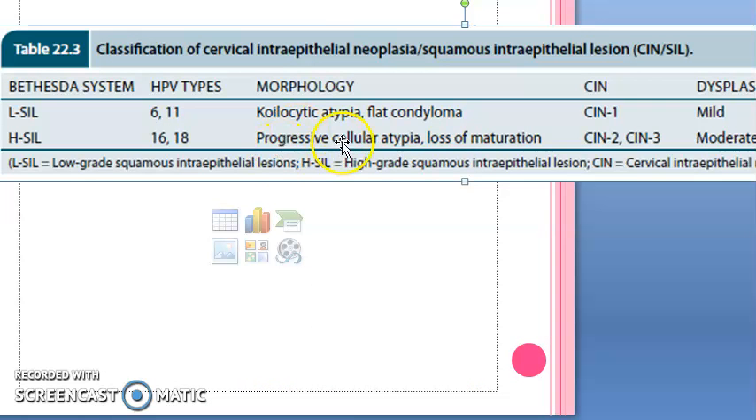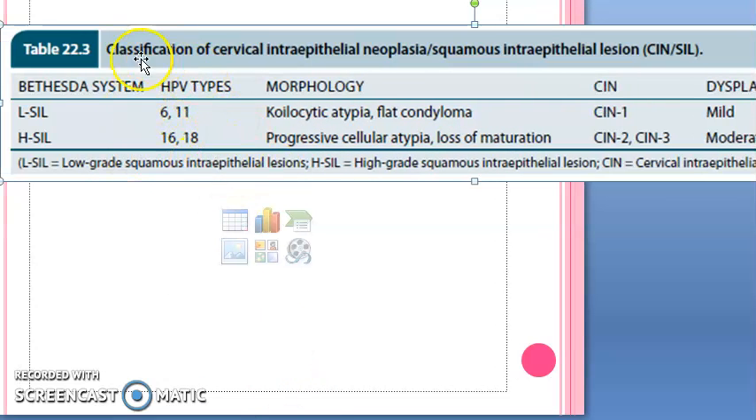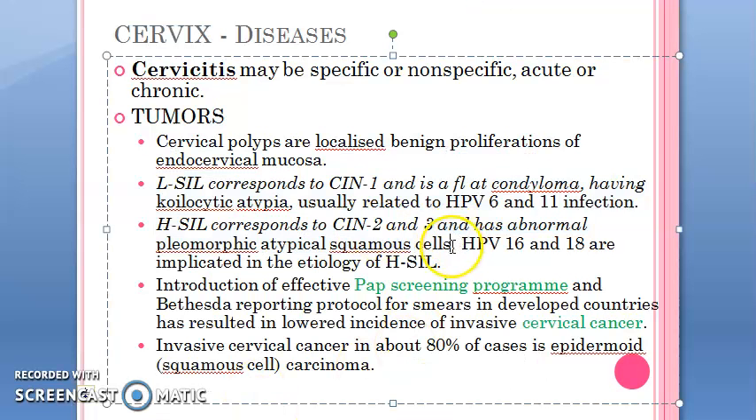Here there is progressive cellular atypia, loss of maturation. Here the human papilloma virus which is causing this is type 16 and type 18. They will cause the high grade squamous intraepithelial lesion. So these 2 points are important. Just look at this. LSIL corresponds to CIN1, that is cervical intraepithelial neoplasia 1. The low grade corresponds to this one.